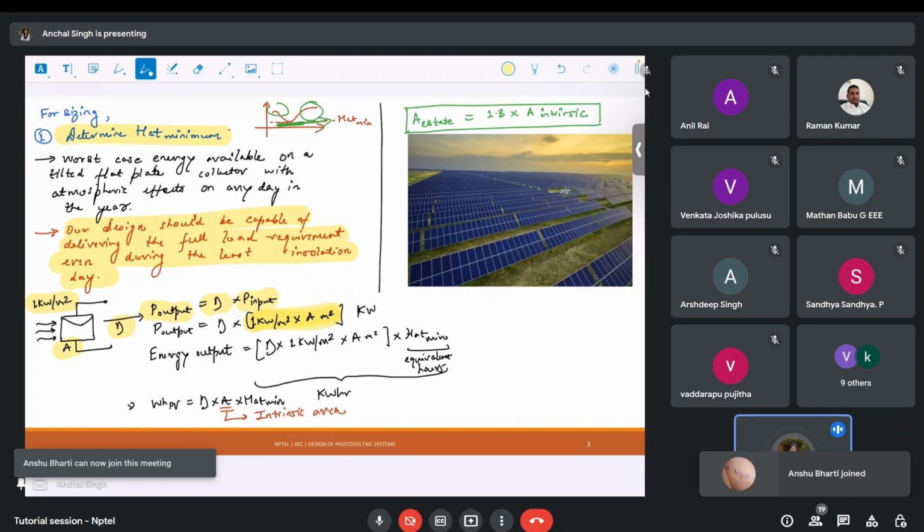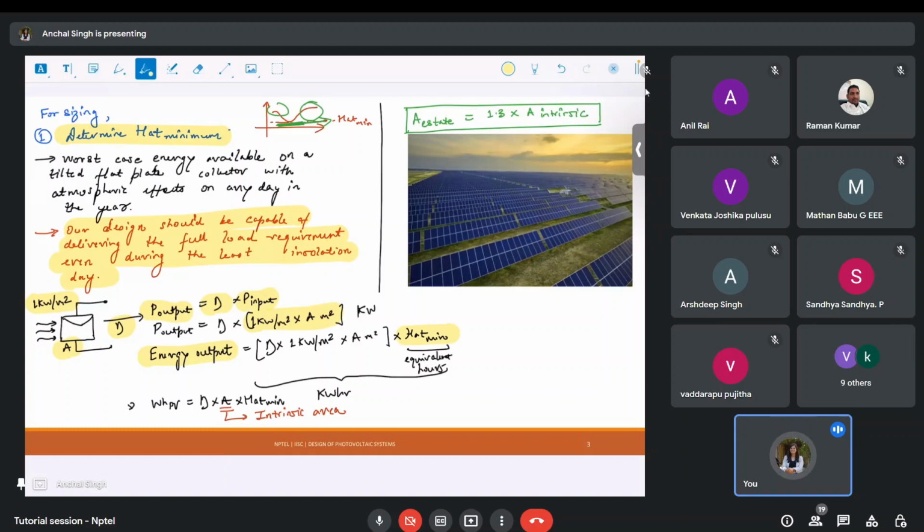Now, if I want energy output, then I will have to multiply it with the equivalent hours. We have already seen that using HAT minimum, we can calculate the equivalent hours. And the significance of equivalent hours was: if I am having standard insolation on my solar panel, that is 1 kilowatt per meter square, then for how many hours will the solar panel be generating energy? So that is the significance of our equivalent hours.